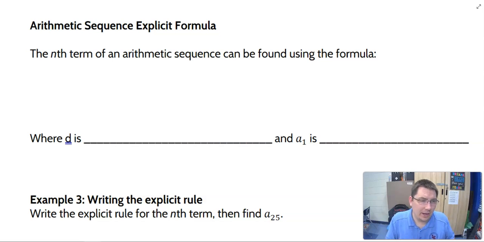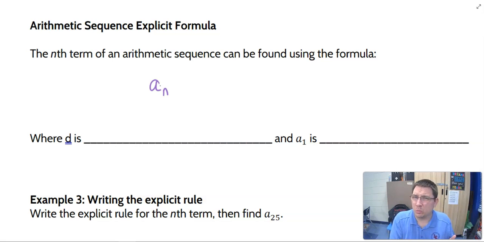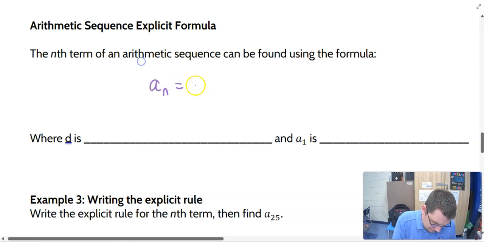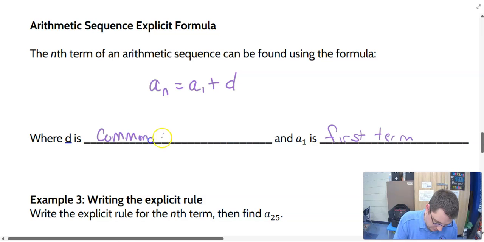And so the nth term of an arithmetic sequence can be found using this formula. It's a sub n, where the a is just our variable to stand for a sequence, and the n stands for what term we're trying to find. a sub n is equal to a sub 1, the first term of the sequence, plus d, and remember d stands for our what? Common difference.